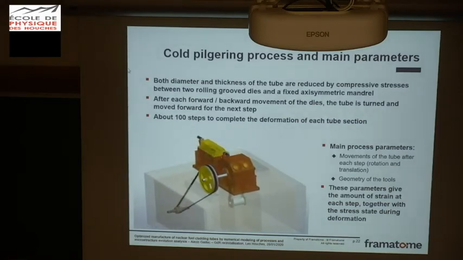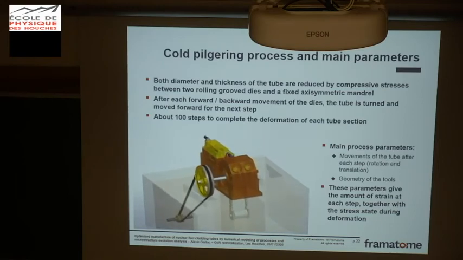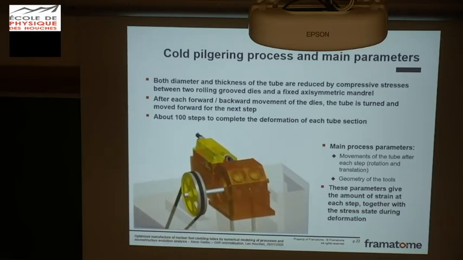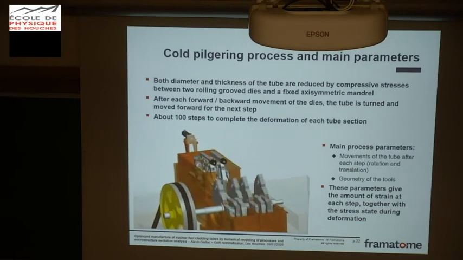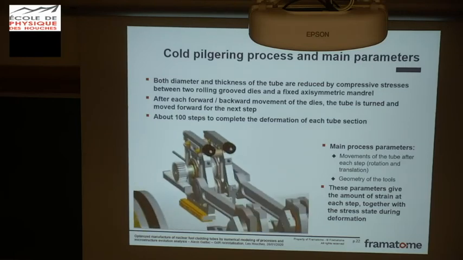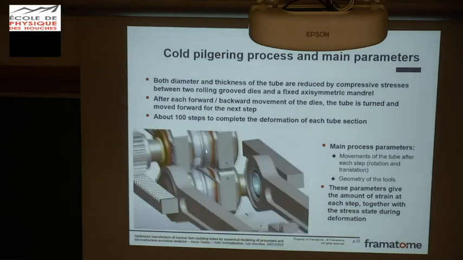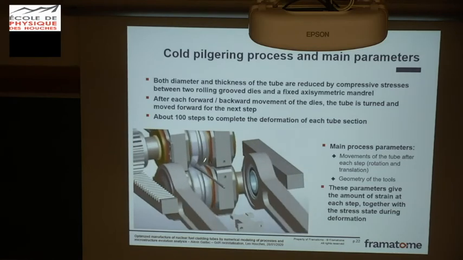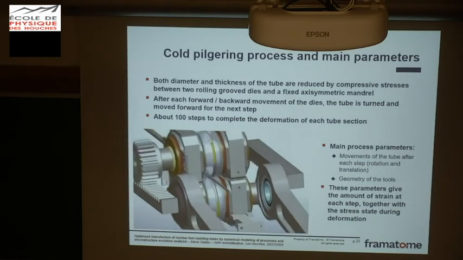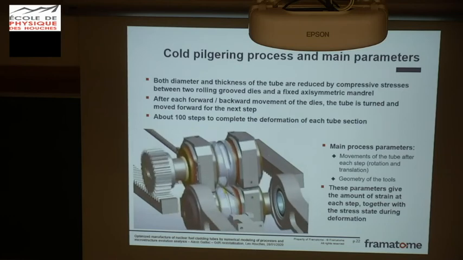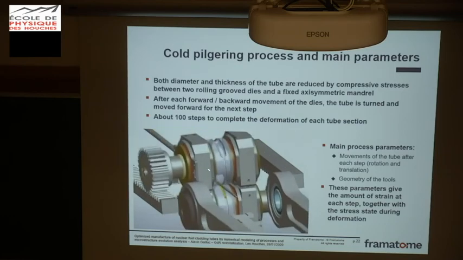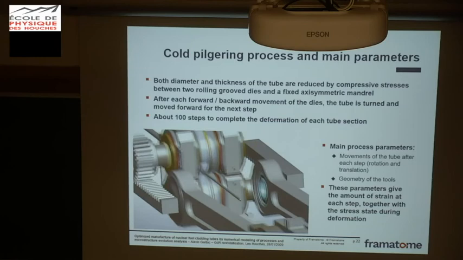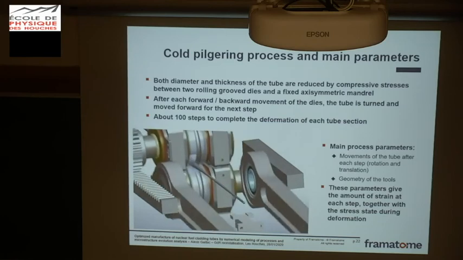So during this process, we are both reducing the diameter and thickness of the tube by a compressive stress between two rolling grooved dies, as you can see here. And for the tube, there is also a mandrel inside the tube. This is an example just for bars, not for tubes, but you can already see the principle of the process.